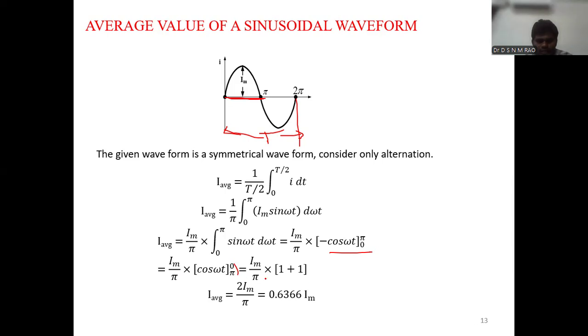Next, we insert the limits: Im by pi into cos 0 minus cos pi. The value of cos 0 is 1, and minus cos pi is minus of minus 1, and minus into minus is plus. So it becomes 1 plus 1, which is 2. So 2Im by pi equals 0.6366 Im. In this way we can calculate the average value of a sinusoidal signal.